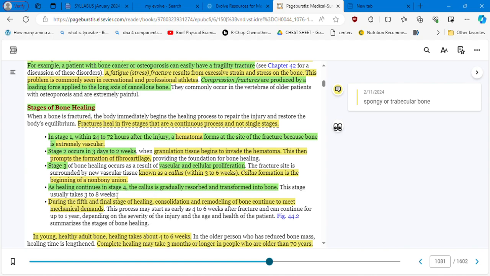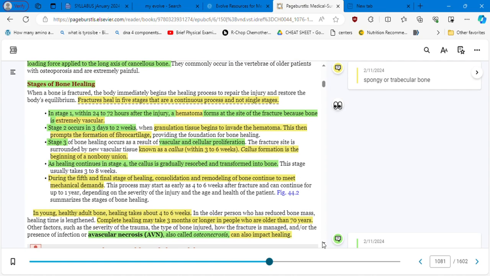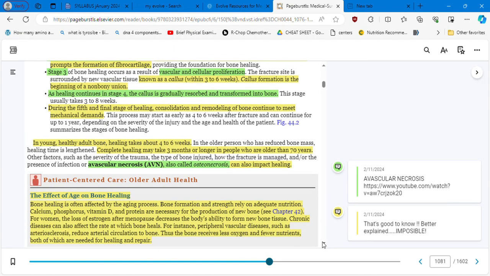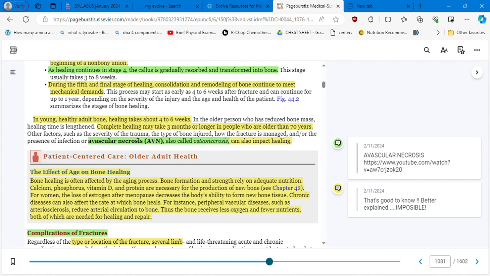As healing continues, in stage 4, the callus is gradually resorbed and transformed into bone. And during the 5th and final stage of healing, consolidation and remodeling of bone continue to meet mechanical demands. So those are the stages of bone healing. In young, healthy adult bone, healing takes about 4 to 6 weeks. Complete healing may take 3 months or longer in people who are older than 70 years old.